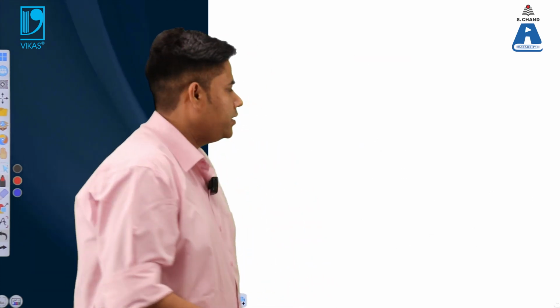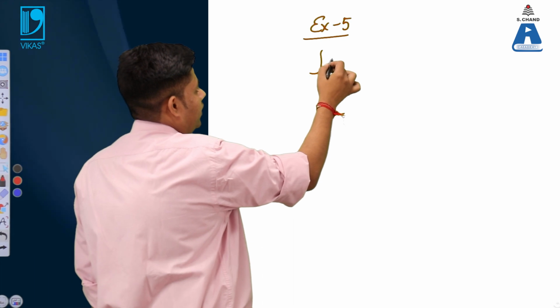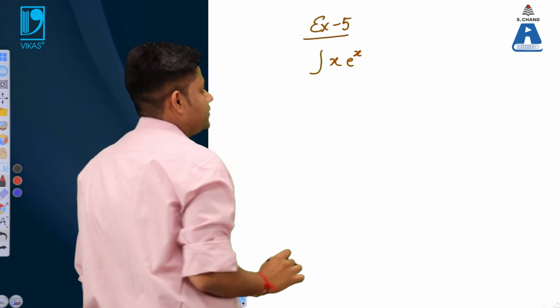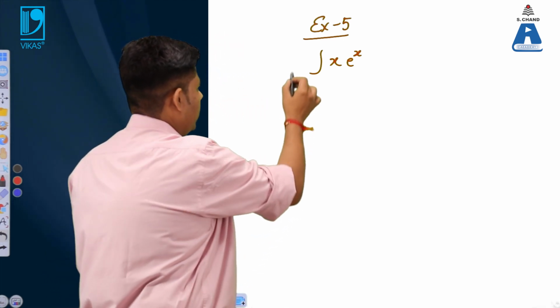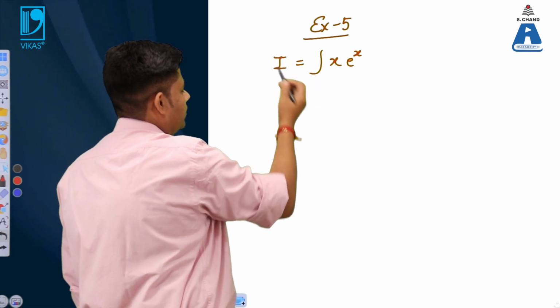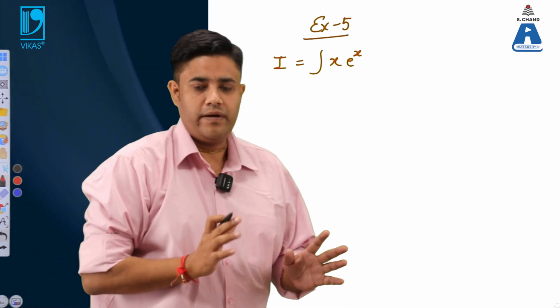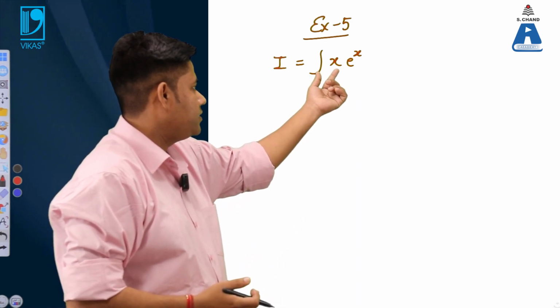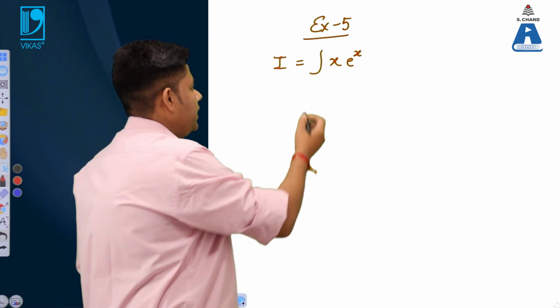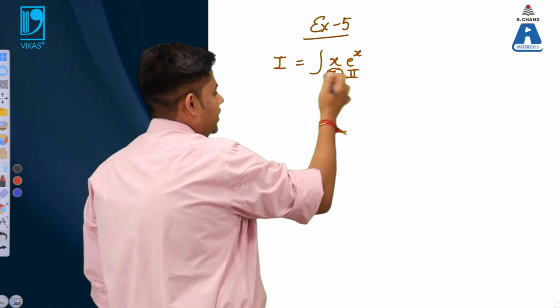Now we'll look at another example which is related to integration by parts, in which we have the case of x into e raised to the power x. I need to solve this with the help of integration by parts. I'll call this integral I, and we know that we have to give preference to a particular function. As per ILATE, we give preference to the first part as the first function and the second part as the second function.